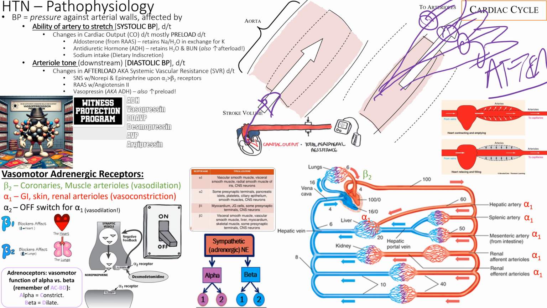Okay, afterload. And then, of course, what if your vessel walls are super hardened? What's going to happen to your systolic blood pressure? They're hardened because of diabetes or age. That's going to make the systolic blood pressure higher because it's unable to comply, right?